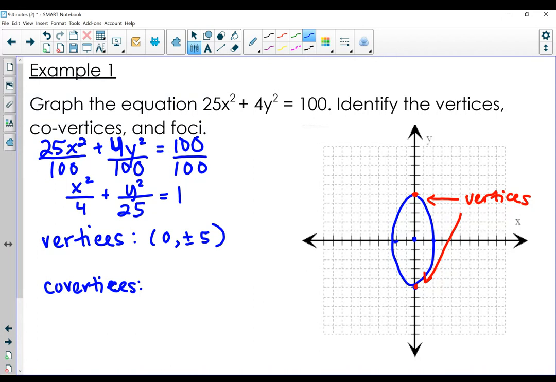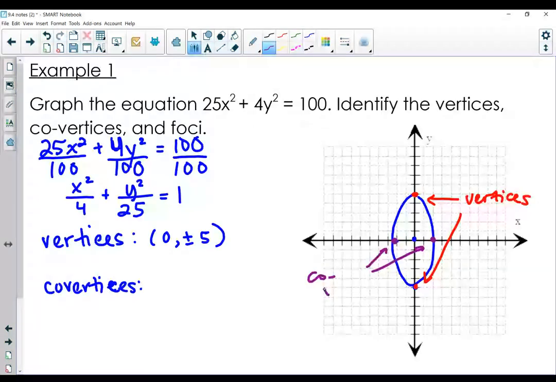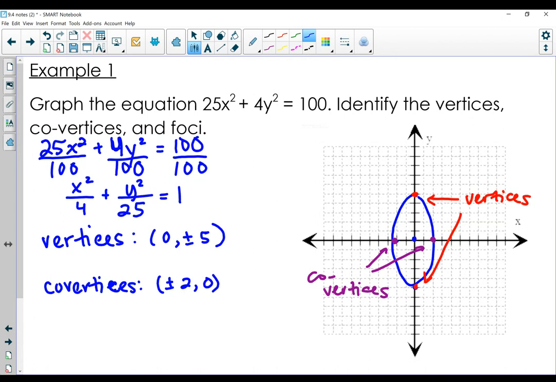Now I need to find those co-vertices. The co-vertices are on my x-axis. I've got a co-vertice here and here because that's my shorter axis. And again, all I have to do is figure out their coordinates. It looks like 2, 0 and negative 2, 0. So plus or minus 2, 0.